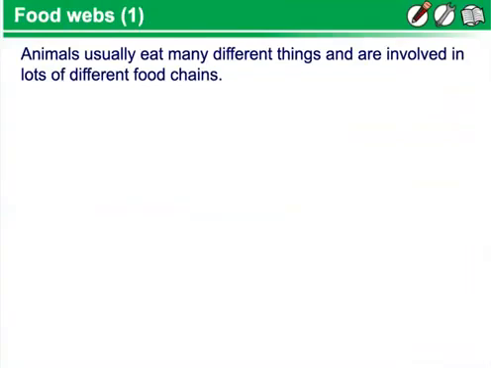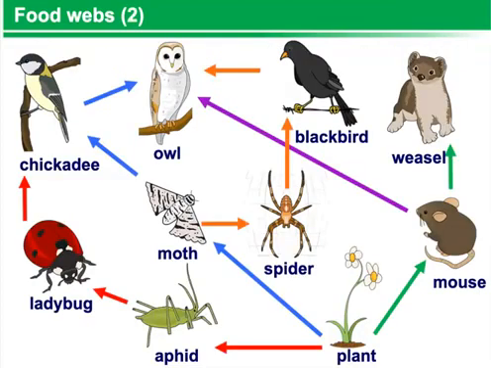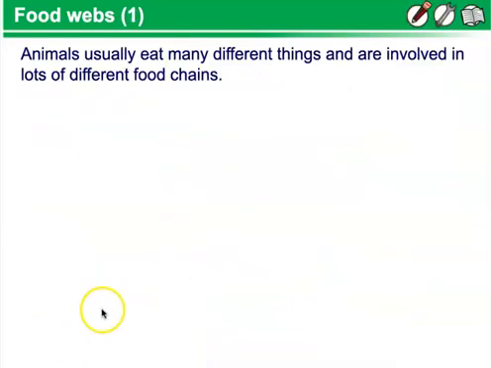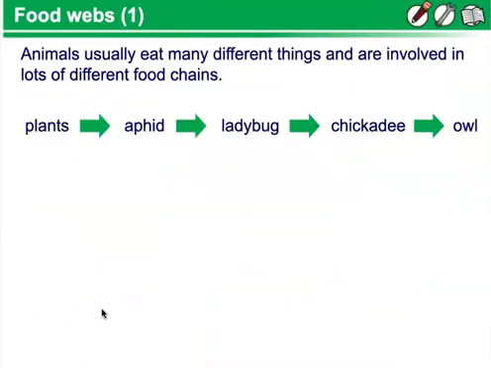Animals usually eat many different things and are involved in lots of different food chains. Because of this, we use a food web to identify those relationships. Food chains often look similar to what we see here. Plants are eaten by aphids, and aphids are eaten by ladybugs. And ladybugs are eaten by chickadees, and chickadees are eaten by owls.